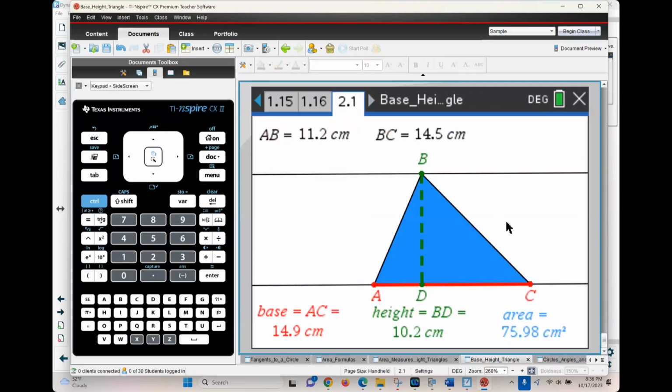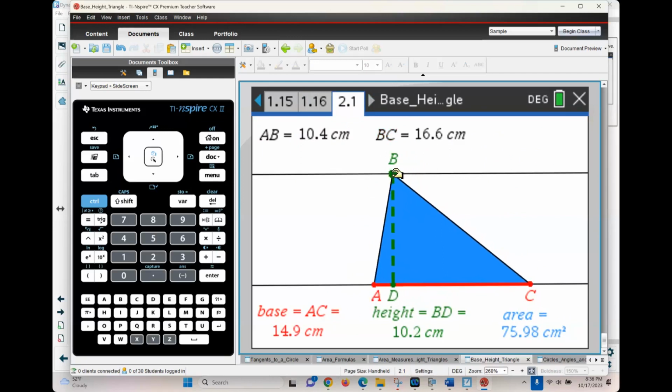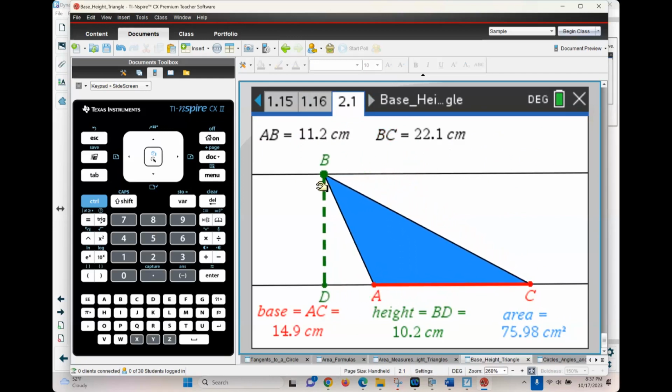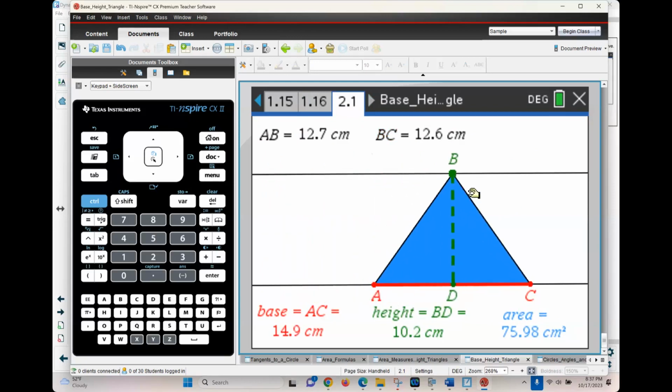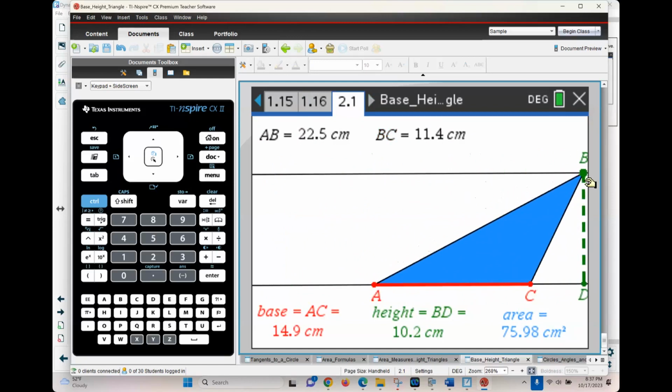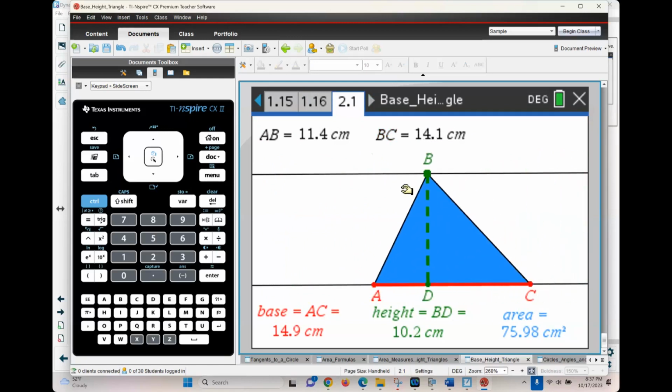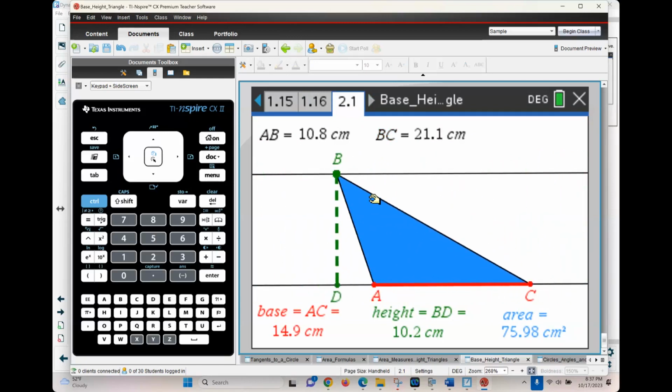And then the last thing, I forget where I got this from, but here we have a blue triangle ABC. We have the lengths of the sides, we have the base, we have the height, and we have the area, okay? And these two lines are parallel, okay? So I'm going to grab point B, and as I pull point B, notice that the AB and BC are changing. The height is not changing, the base is not changing, and neither is the area. And this is just such a cool way to show that, as long as these lines are parallel to each other.